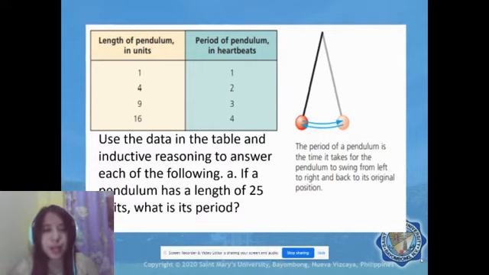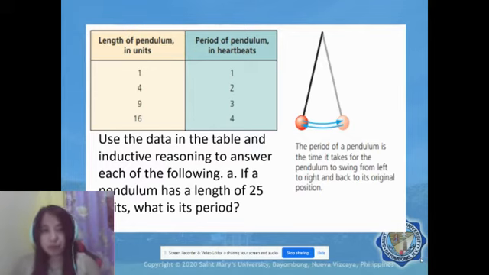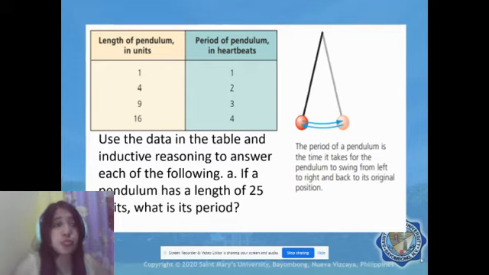Number one, if a pendulum has a length of 25 units, what is its period? Of course, we have to observe what happens to the values. As we can see here, it seems that the value of the period is squared to obtain the length. So 1 squared is 1, the length is 1. 2 squared is 4, the length is 4. Or vice versa, the period is the square root of the length. The square root of 9 is 3, the square root of 16 is 4. So if the length is 25, the square root of 25 is 5.